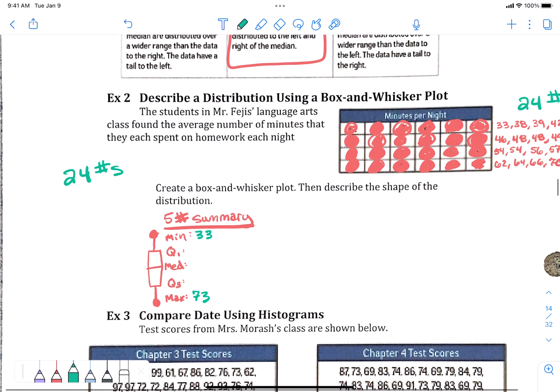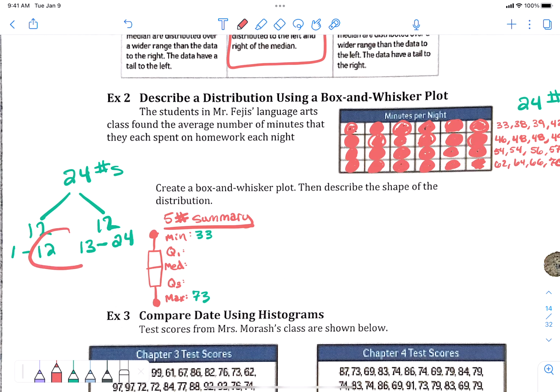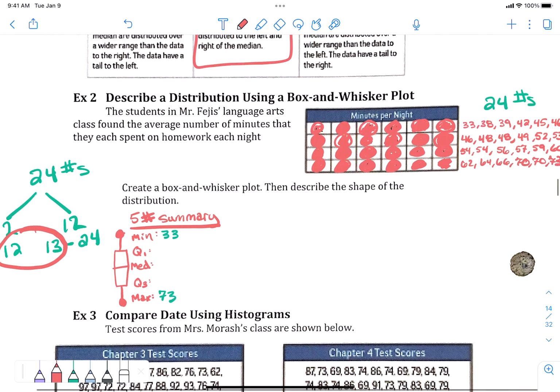Some of you guys do cross, cross, cross. Nay, nay. We're not doing that anymore, right? 24 numbers. If you split it in half, you will have 12 numbers over here and 12 numbers over here. So the numbers on the left side are the numbers 1 through 12, and then the 13th number through the 24th number will be on the right side, right? Will I have an exact middle number? No. It will be in between the 12th and the 13th number. Does that make sense?